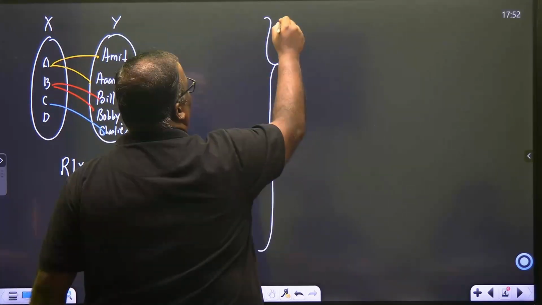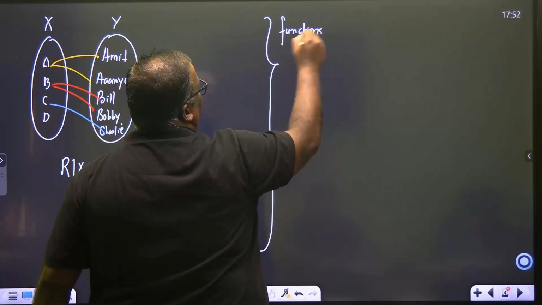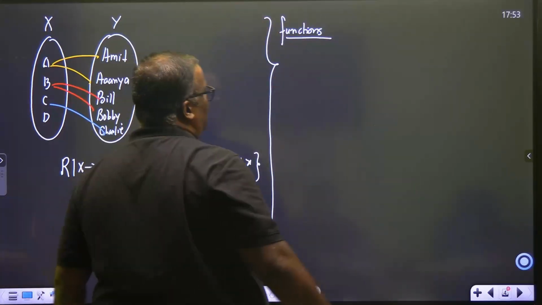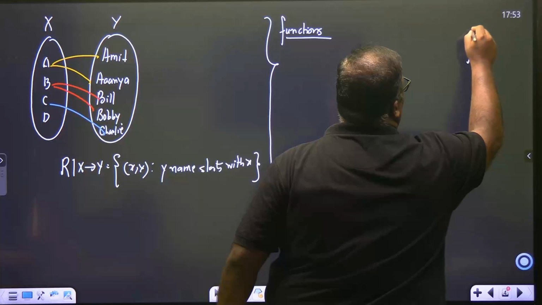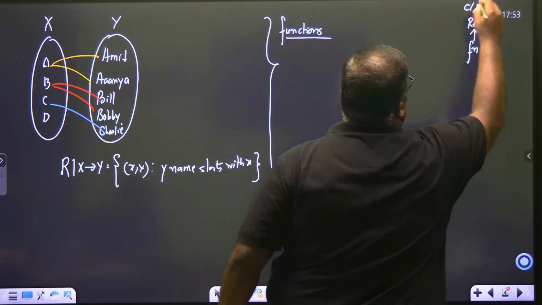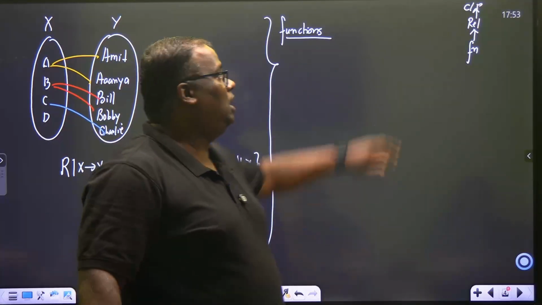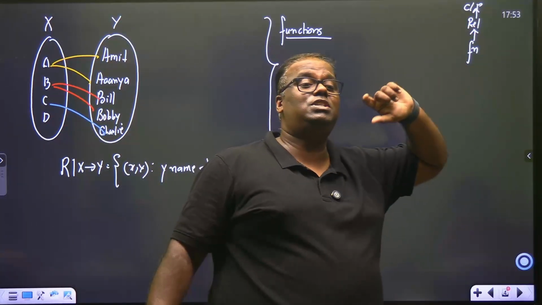Let's keep this example and let's see functions. I'm covering it very, very fast, but I think this much knowledge will be sufficient for you to sail over. Functions are important because to understand functions, you understood relations. To understand relation, you understood what is a Cartesian product. So relations are a subset of Cartesian product. Functions will be special relations.